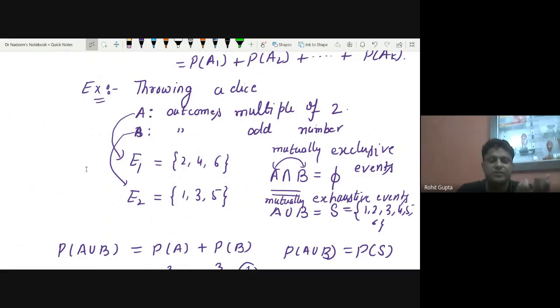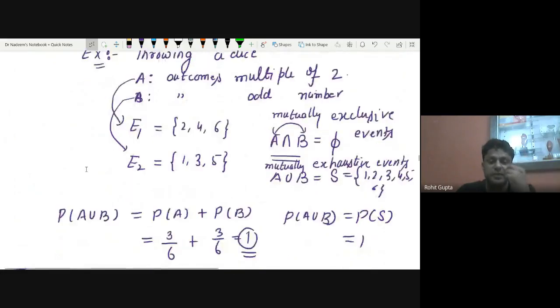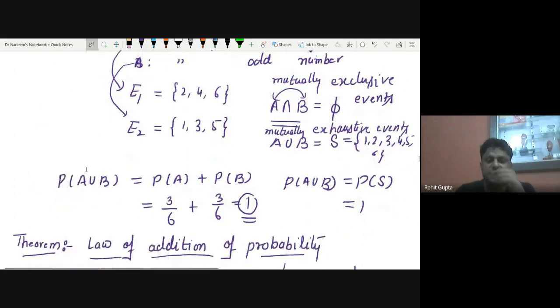If these are mutually exclusive events, then the probability of A union B is the probability of A plus the probability of B. The probability of A, the outcomes multiple of 2, has 3 favorable chances out of 6 total chances, so the probability of A is 3 by 6. And the probability of B is also 3 by 6. That is equal to 1. Okay.